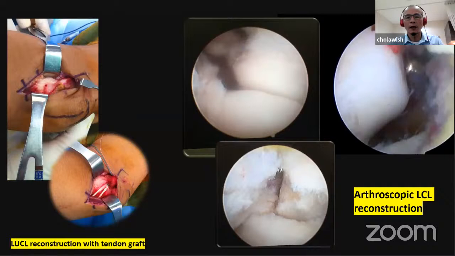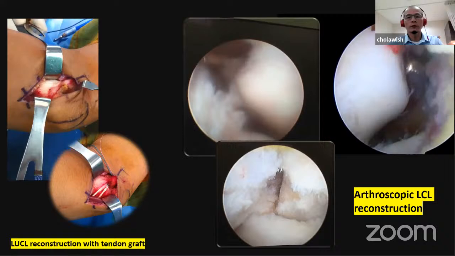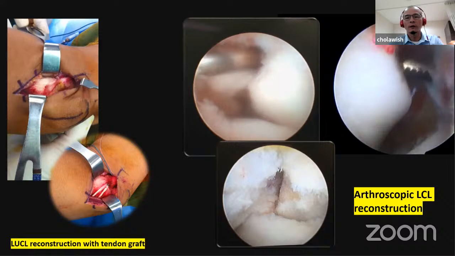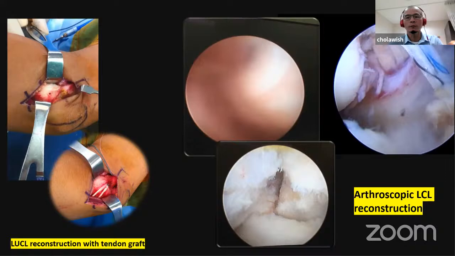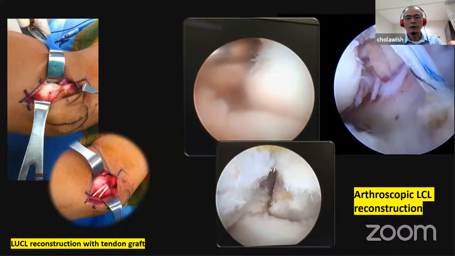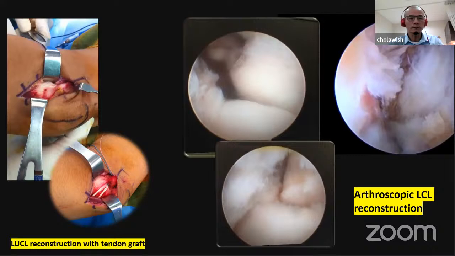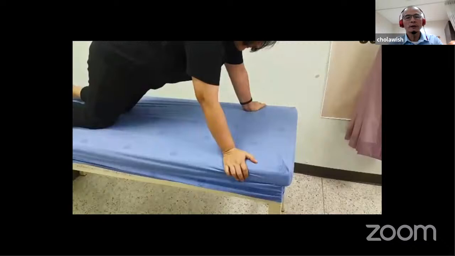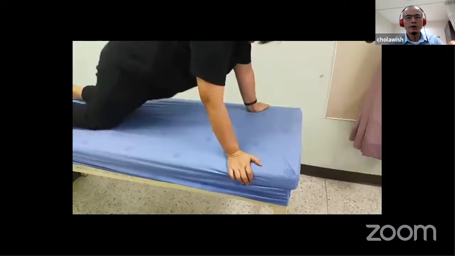How about the arthroscope? Later on, we moved to the arthroscope, and we found that arthroscopy can document ulnohumeral joint opening. Another case also had widening of the ulnohumeral joint. So we shifted to arthroscopic LCL reconstruction, and we can stop the opening. Here is the follow-up. She can push up better and has no pain. In the future, I will publish this paper and also the technique of arthroscopic reconstruction.